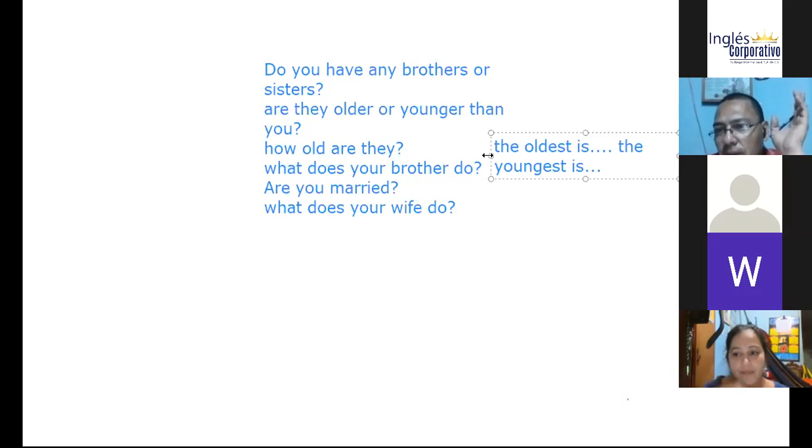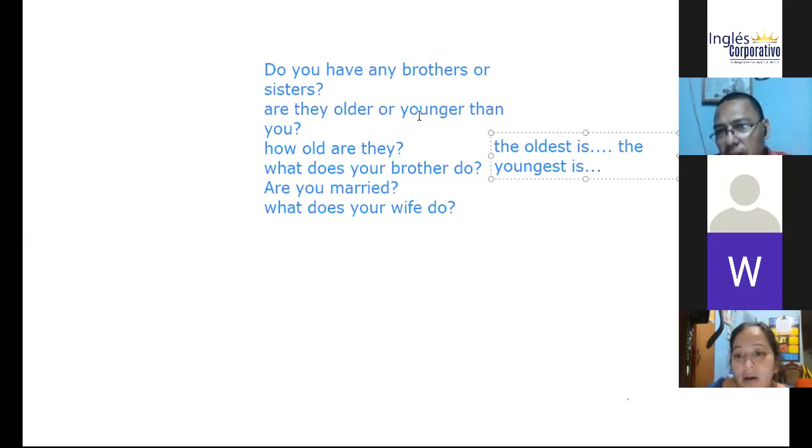Okay, the second question is, are they older or younger than you? Guadalupe, did you listen to the question? Are they older or younger than you? Esa pregunta, Guadalupe, ¿qué significa? Si le dicen, are they older, le pregunta si son mayores. Are they older or younger than you? O más jóvenes, or younger. Entonces, they are older. Son mayores. They are older. O tiene ambos, older and younger.